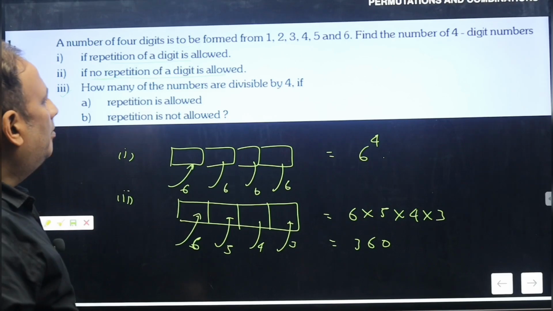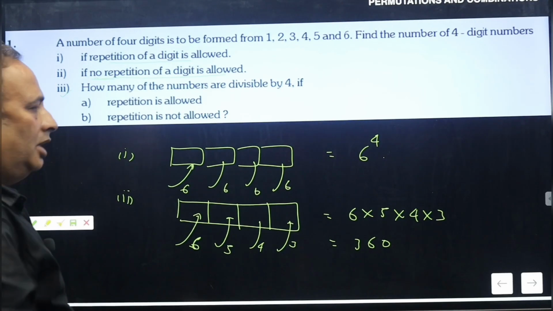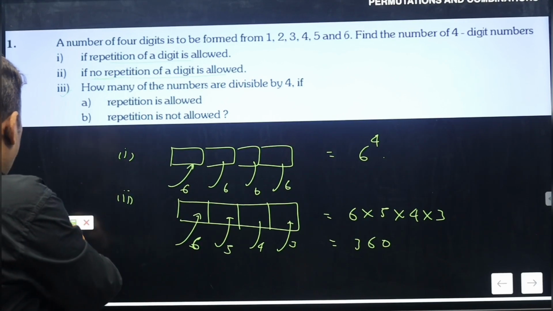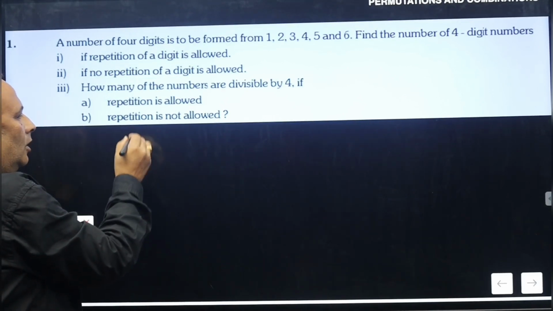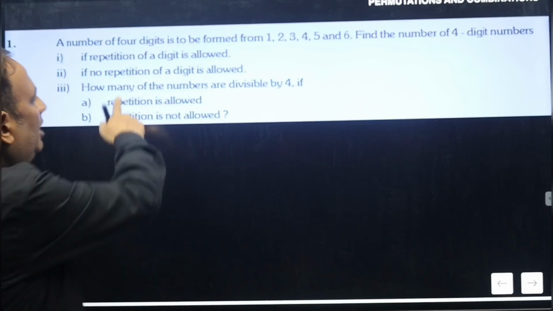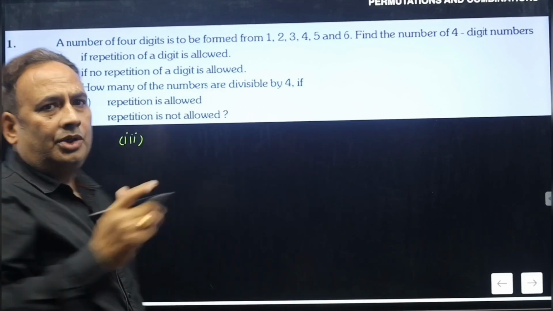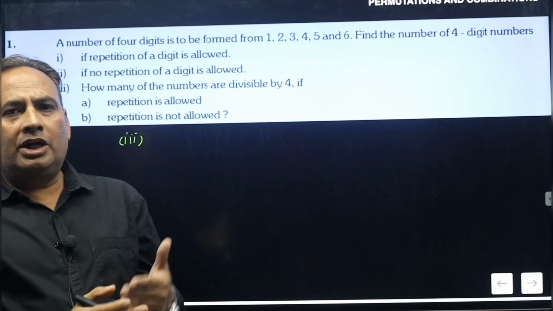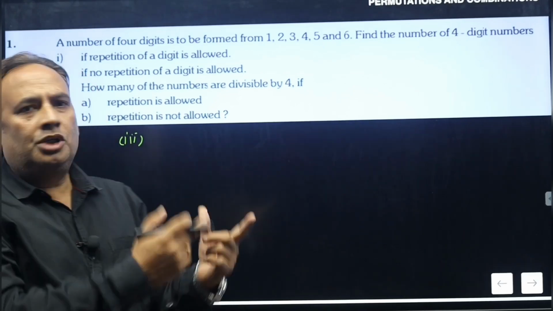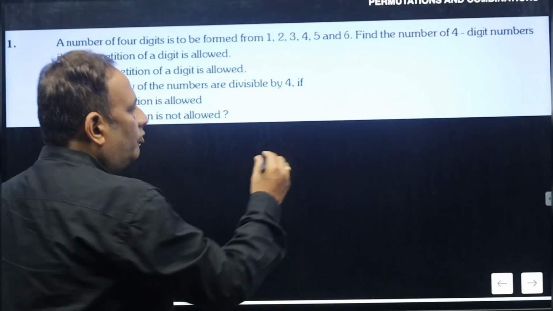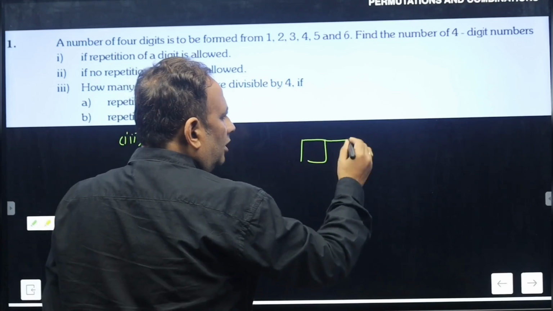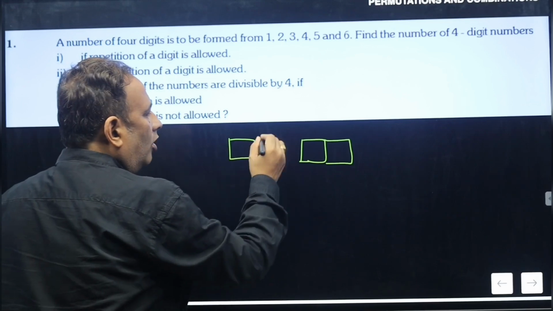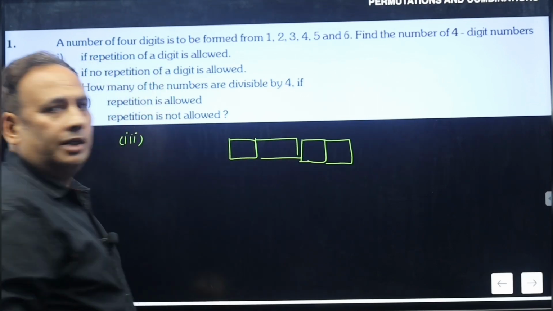How many of the numbers are divisible by 4 if repetition is allowed? Is this okay? You can take a screenshot, and later on we'll go for the third one. So how to solve the third one? How many of the numbers are divisible by 4? As you know, divisibility by 4 can be tested: the last 2 digits should be divisible by 4. So first we have to fill the last 2 digits, which are divisible by 4, and then we will go for the other 2 digits, as a total of 4 digits are there.